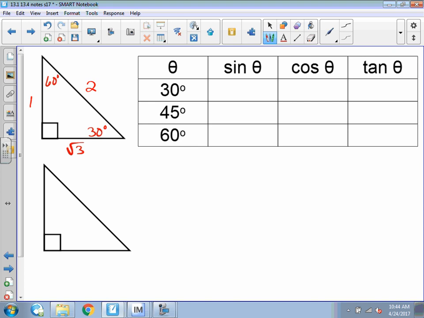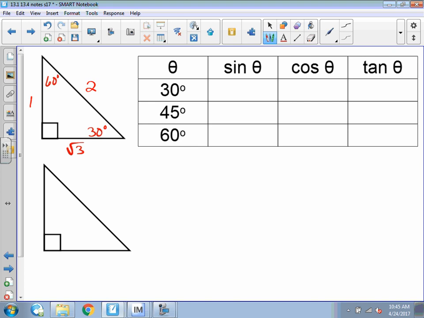Now, in what we did before, we gave you a triangle, and we just called one of those angles theta, and I said, now tell me the ratio of the sine of theta. The only difference between that and this is that we actually know what that angle is. But that doesn't change our answer. We're still writing the ratio. So we're saying sine of 30 degrees. Whatever that ratio is is going to go here. You understand?